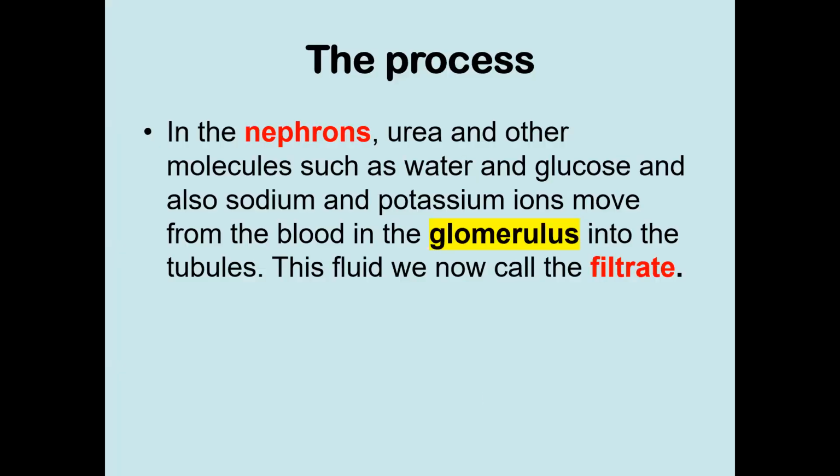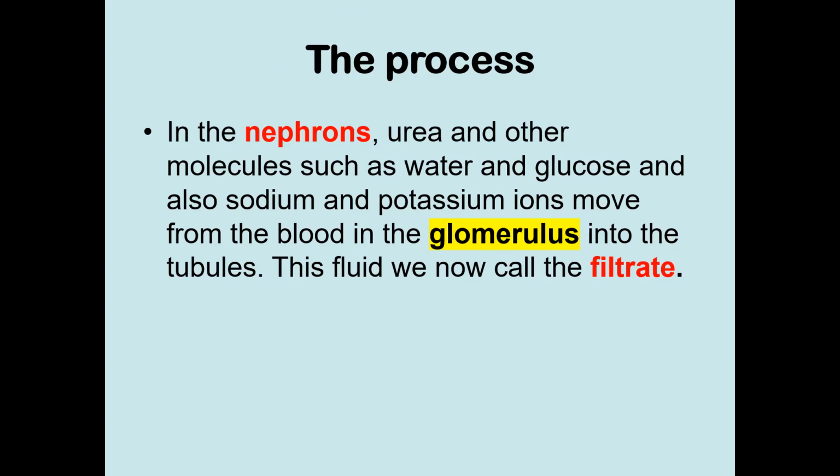Now, let's get some details. We have the nephrons, and what happens is everything's supplied by the blood, and some things are removed, some things are added, and it depends on the status of the body at that particular time. So we have urea, as I said, and water, glucose, sodium, potassium, all of those move through the glomerulus, and from there to the tubules. Now, this fluid, they'll be diagrammed in a second.